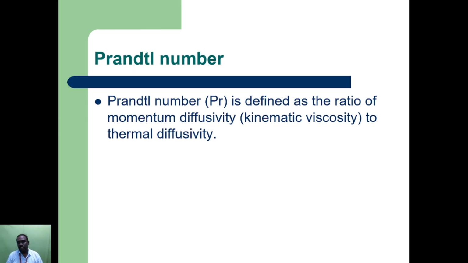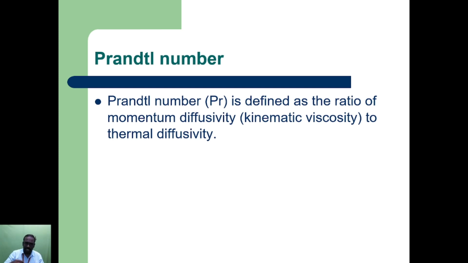Prandtl number is defined as the ratio of momentum diffusivity to thermal diffusivity. Reynolds number is rho v d by mu. Mu is dynamic viscosity, and mu by rho is kinematic viscosity. That term will be covered. Now, the Prandtl number is the ratio of momentum diffusivity to thermal diffusivity. What is the meaning of diffusivity?